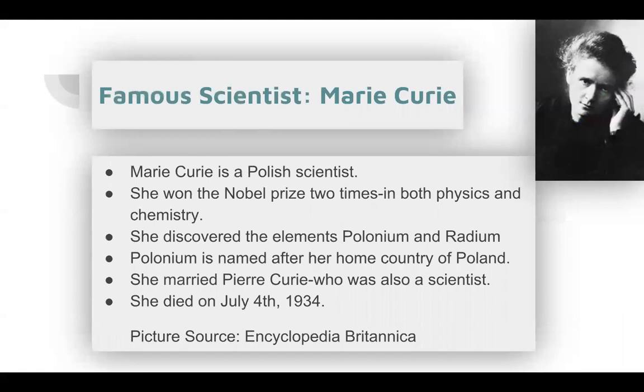A famous scientist that worked with radioactivity is Marie Curie. Marie Curie was born in Poland. She won the Nobel Prize 2 times in her life, one in physics and one in chemistry. She discovered the elements polonium and radium. Polonium is named after her home country of Poland, and radium, I bet you know this one, is named after radioactivity. She married Pierre Curie, who was also a scientist, and helped her with her studies. He also won a Nobel Prize, but she died on July 4th, 1934.